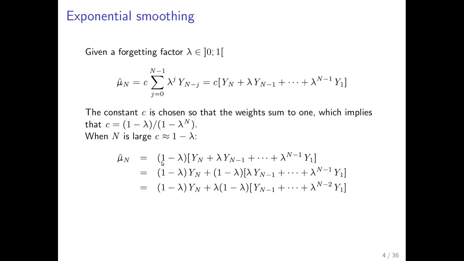If you compare this with the one down here, the only difference is that now we have n minus 1, whereas up here we start with n. So effectively what we have here is the previous estimate of the mean value, namely mu n minus 1. So this is basically an update equation. Whenever you get a new observation, you take the previous estimate, multiply by lambda, and add 1 minus lambda times the newest observation. And you can keep doing that forever and ever.